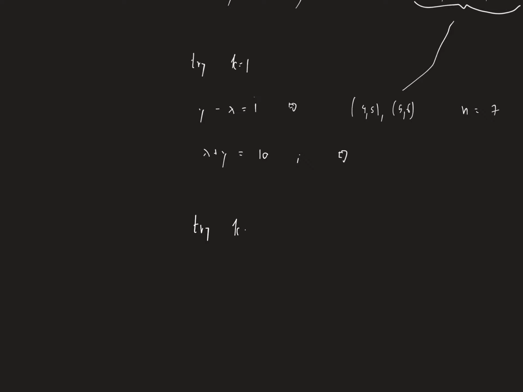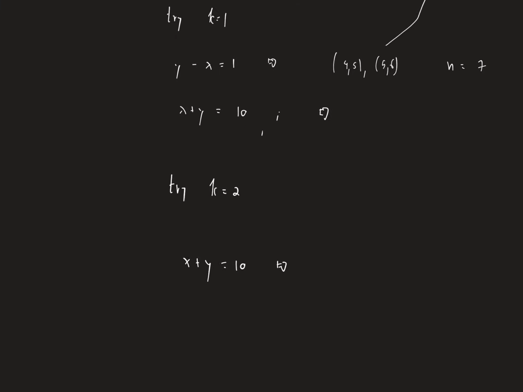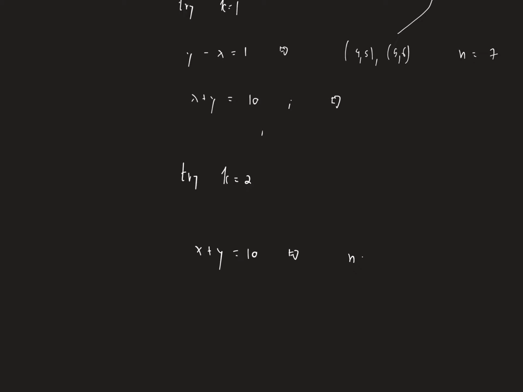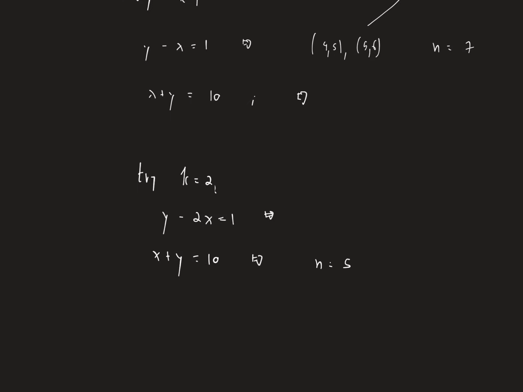The third case here is when k equals 2. What you'll have is still the same. X plus y equals 10. And number of elements is 5. And here y minus 2x equals 1. In this case, the only possible one is 2, 5.